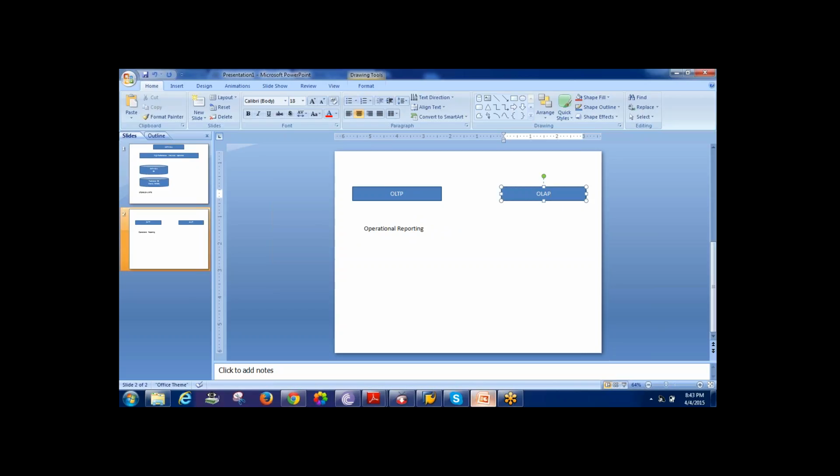Okay, so OLAP stands for Online Analytical Processing System. As the name suggests, this is a system that is maintained for analytical purposes. It's not just enough to store the data, but the stored data has to be analyzed in a correct fashion so that the organization can use it for the right kind of decision making.